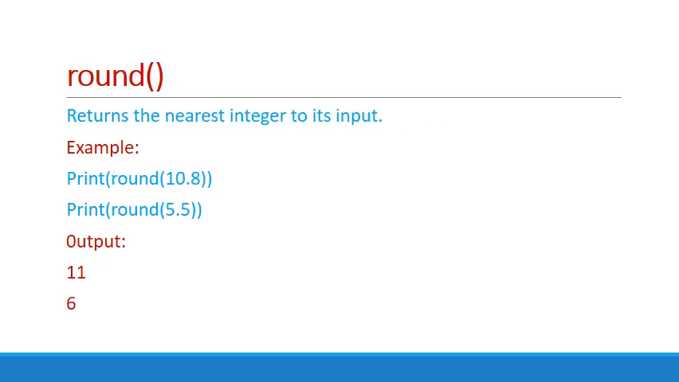Next, round off function. This function returns the nearest integer to its input. So the number 10.8 is rounded to 11 and next 5.5 is rounded to 6 in the output.